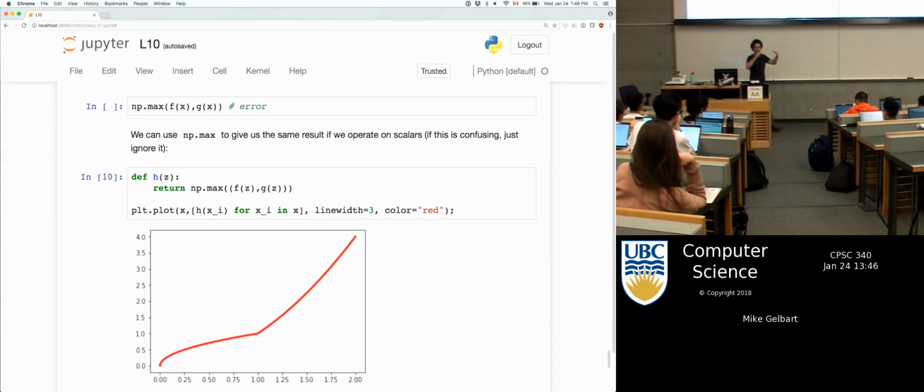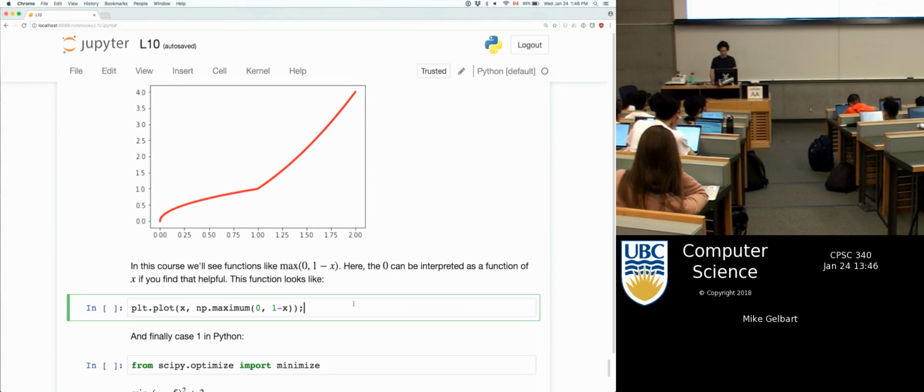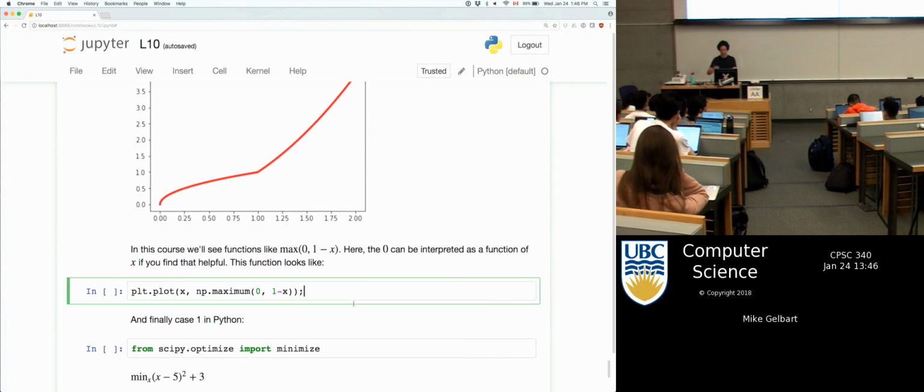In fact, if they cross over many times, it would be much worse, because you'd have to say, in this interval this, in that interval that, in this interval this. But max is just, boom, done. You express it all in one. And this function in particular, we use quite a lot in 340.